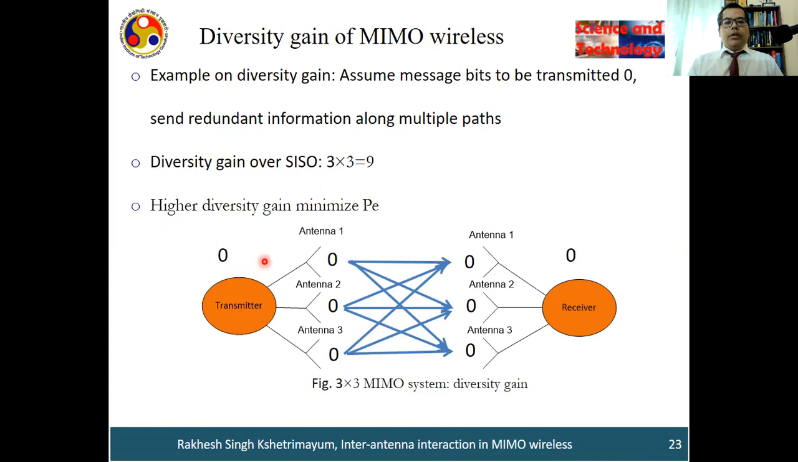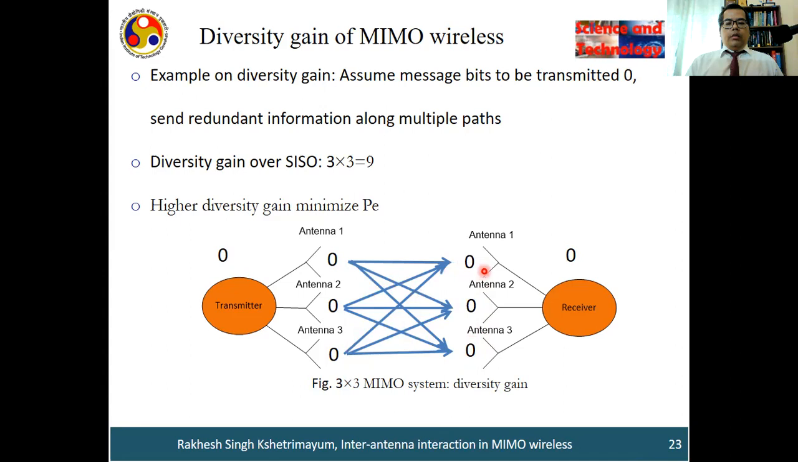Another gain is called diversity gain. What is this diversity gain? Let us try to understand by using this simple 3x3 MIMO system, 3 antennas at a transmitter, 3 antennas at a receiver. So here we actually consider another situation where I want to transmit only 0 bits. So now when I transmit 0 bits from this antenna 1, 2, and 3, it can follow many paths. This antenna 1 sends out signals, it will go in all directions. So it will be picked up by antenna 1, 2, 3 of the receiver. Similarly, this 0 bit will be picked up by antenna 1 to 3 of the receiver.